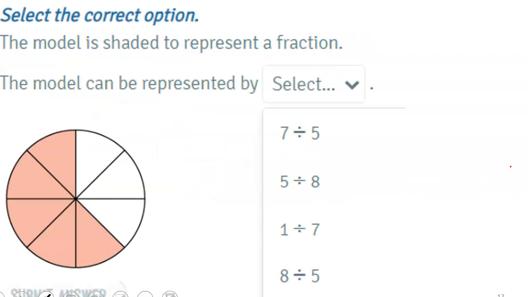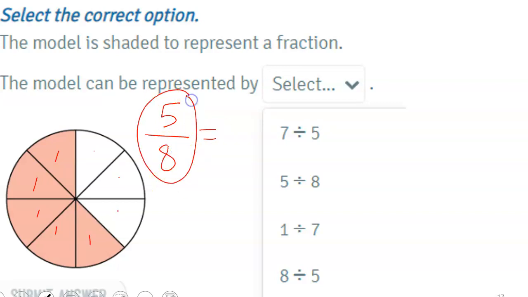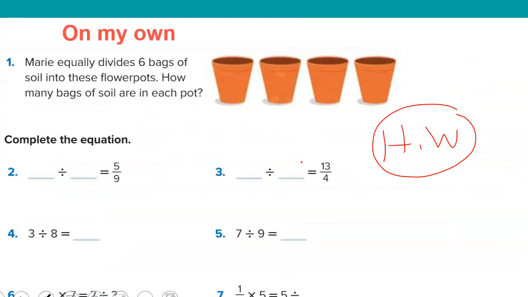Let us take another example. Here, this model represents a fraction. Let us write the fraction. 1, 2, 3, 4, 5. It is 5 over 8. I can write this fraction as a division. Sorry, I just got a little bit confused. 5 out of 8. So I can write this fraction as a division. It is 5 divided by 8. So where is the correct answer? Yes, here it is.